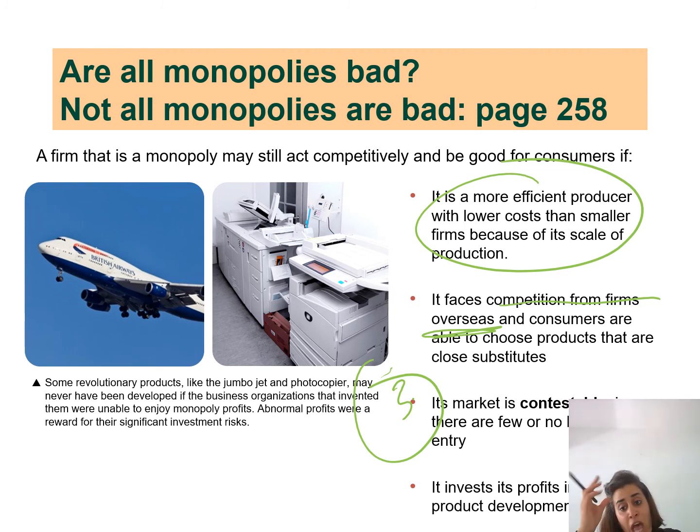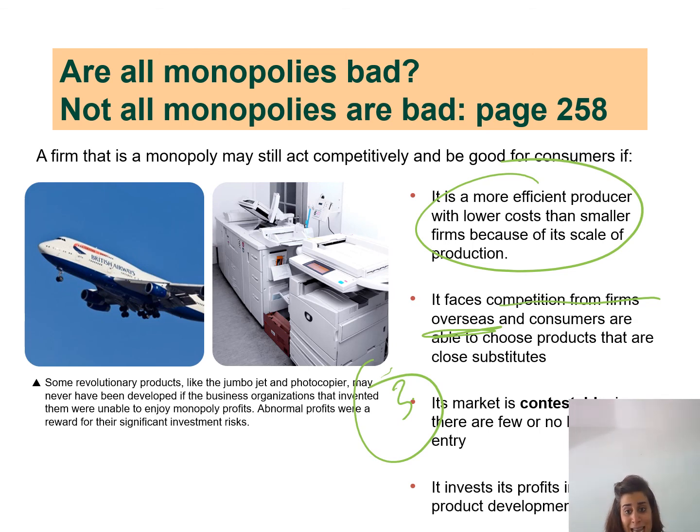The third one would be that its market is a contestable market. It means we have few barriers to entry. This means that new firms would be easily able to enter the market of the monopoly if it was to charge higher prices to earn abnormal profits. So this is a good thing because they will be afraid, and they will not have this idea in their mind, we need to always make abnormal profits. They will hopefully change their strategy.